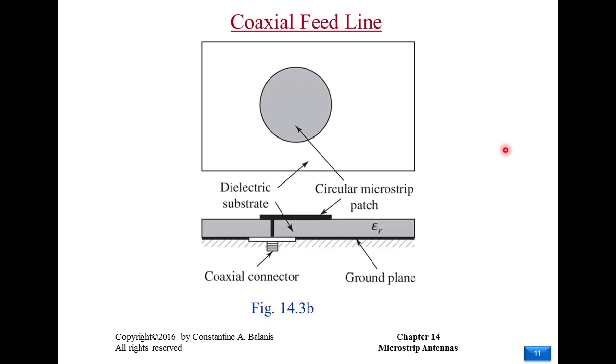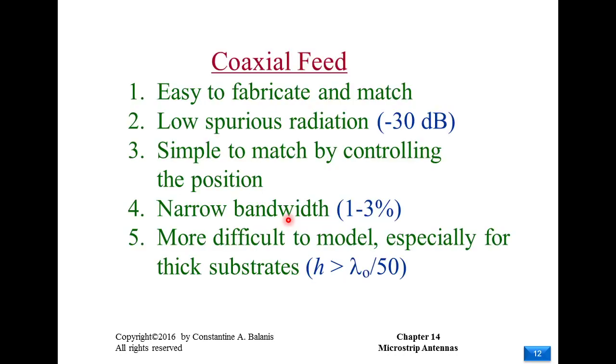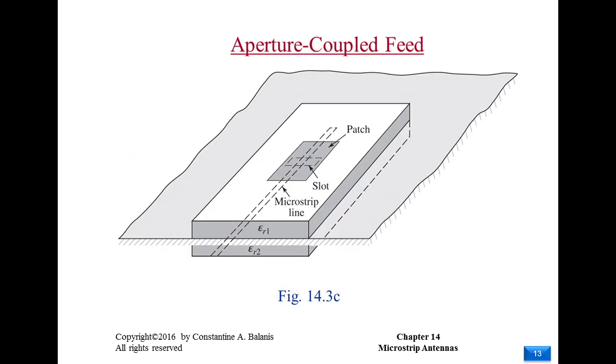Another feeding methodology is the coaxial feed, where you have a via or a probe going from the bottom side to feed the microstrip antenna. Those are the features and characteristics of this kind of feed.